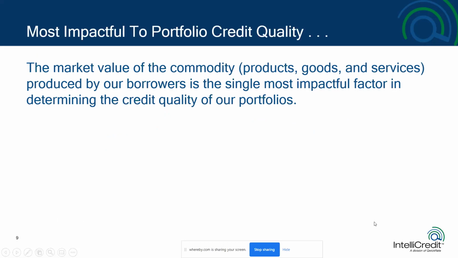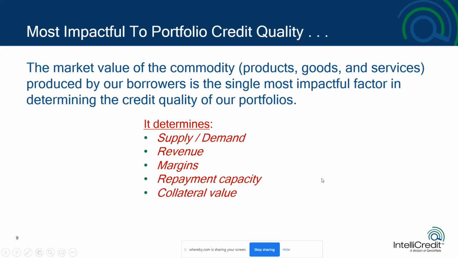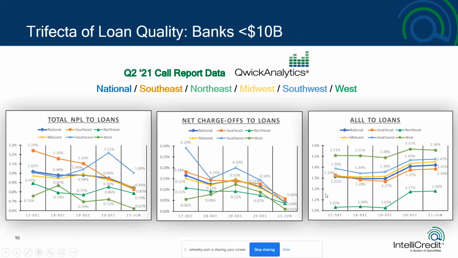I would argue also that in the end, one of the biggest things I have realized over the years, because I get asked this question a lot from people, what is the biggest single factor affecting credit quality in our portfolios? I would argue it's how does the marketplace value the commodity? And that's a broad definition of the term commodity, but how does the marketplace value products, goods, and services produced by our borrowers or prospects? Because it really does determine supply and demand. It has impact on revenue margins, repayment capacity, and yes, even collateral value.